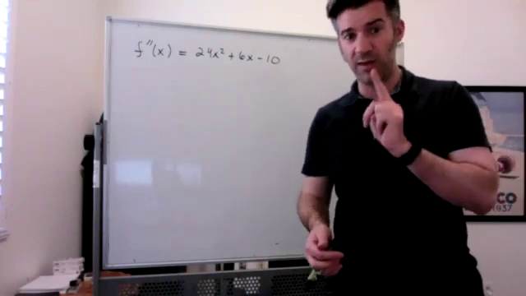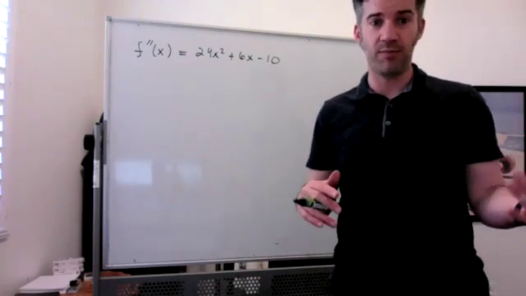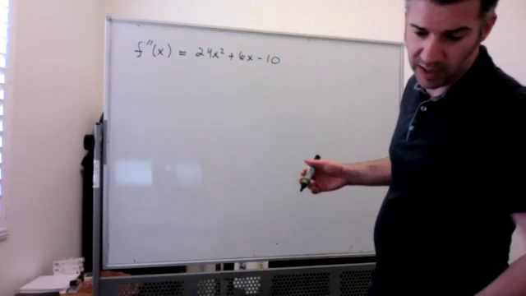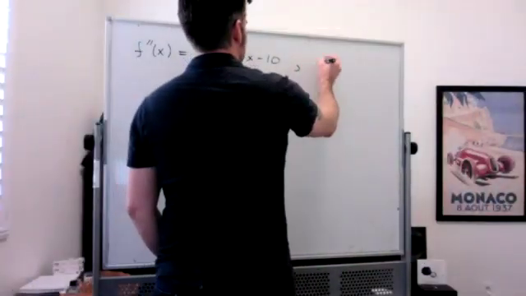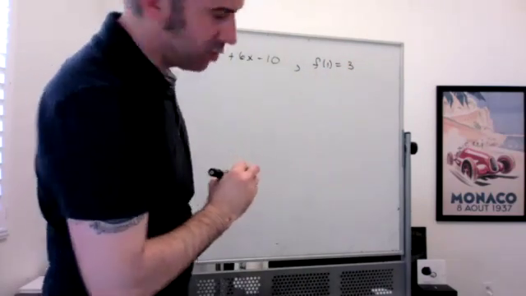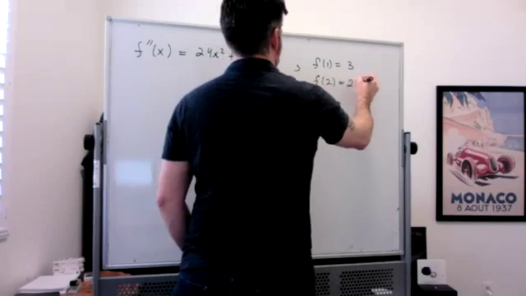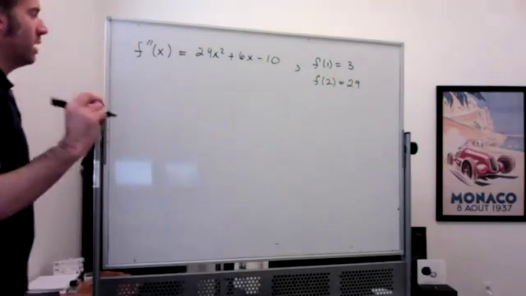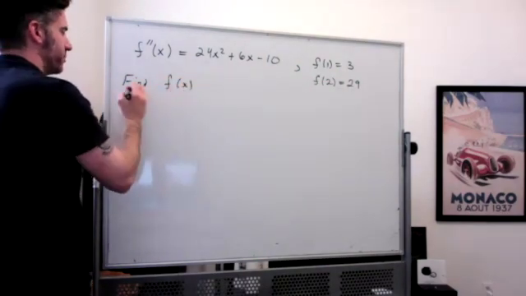If you know just one piece of information, one initial condition, we're not going to be able to figure out what the constants are. So the 2 pieces of information that we are given here is that f of 1 is equal to 3, and that f of 2 is equal to 29. And we want to find f of x.